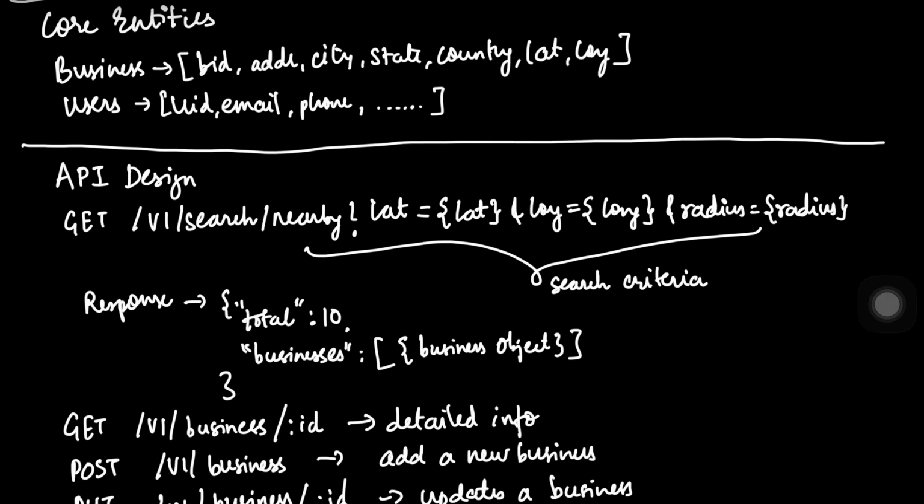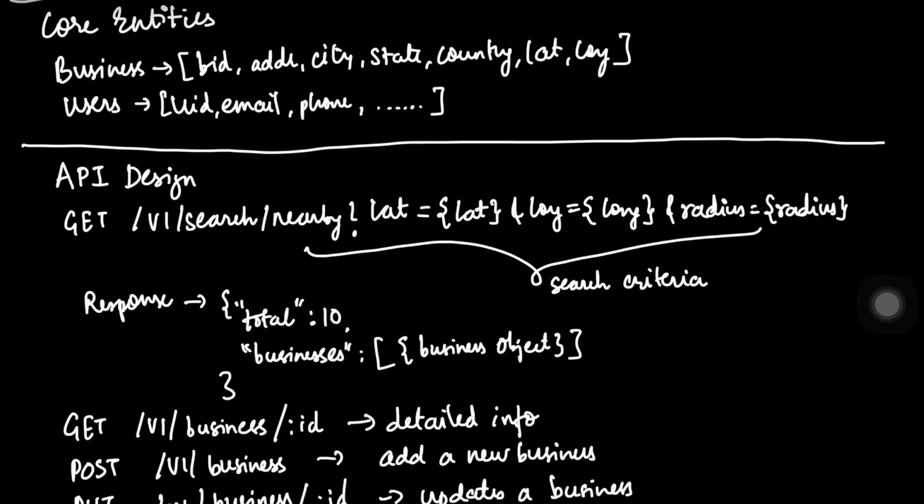The core entities which we would have in this particular problem statement would be businesses and the users. So for every business in the list of businesses, our business table would have a business ID, an address, a city, state, country, and the two important things, which is latitude and longitude of that particular business. We'll also have some of the users, and a user will always have a user ID, his email, his phone numbers, and any other things which we would actually need to identify the user.